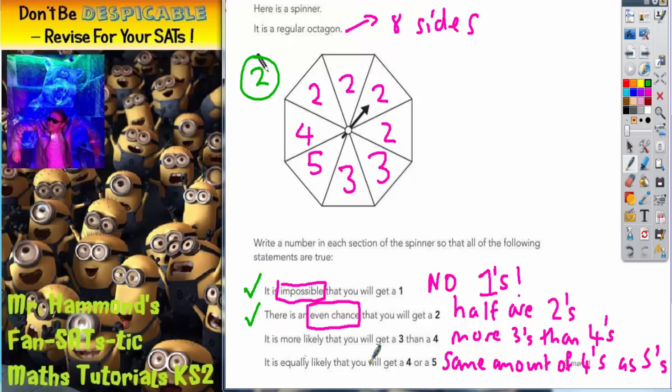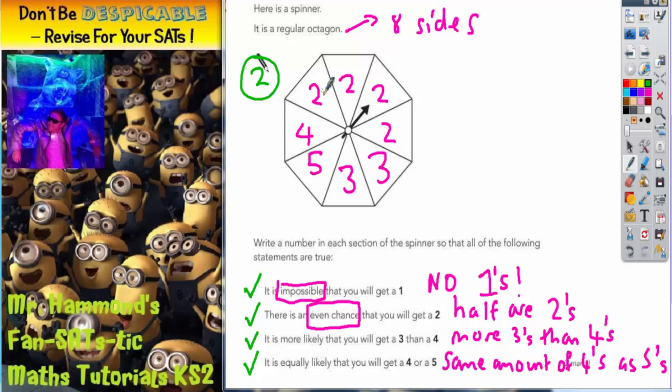It is more likely that you will get a 3 than a 4. Well, there are 2 3s and only 1 4. So yes, it is more likely to get a 3. And it is equally likely you'll get a 4 or a 5. Well, there's only 1 4 and there's only 1 5. That is equally likely. So all 4 statements are correct.